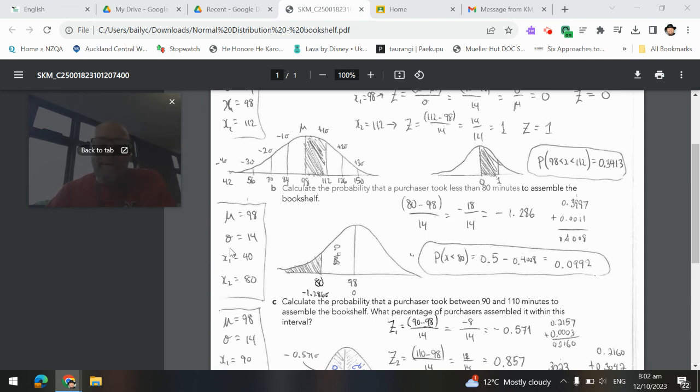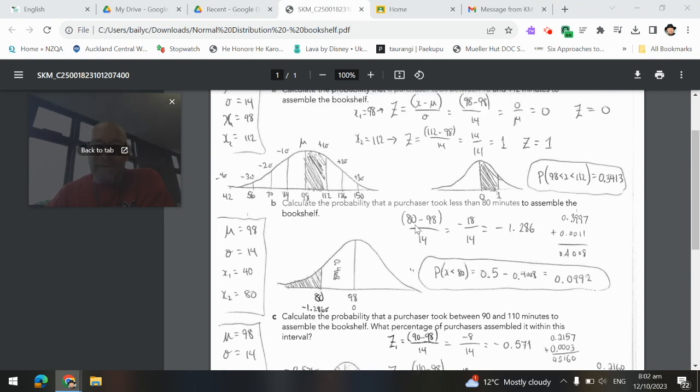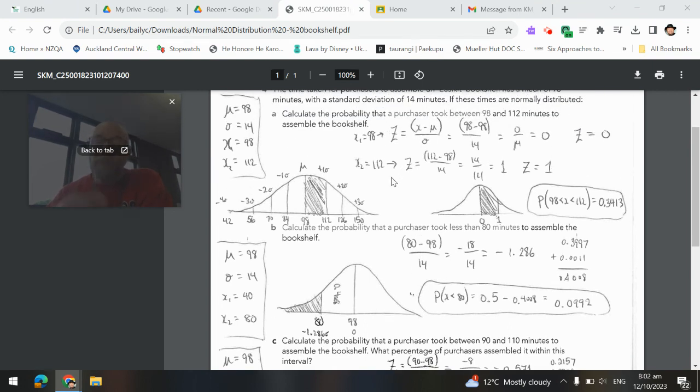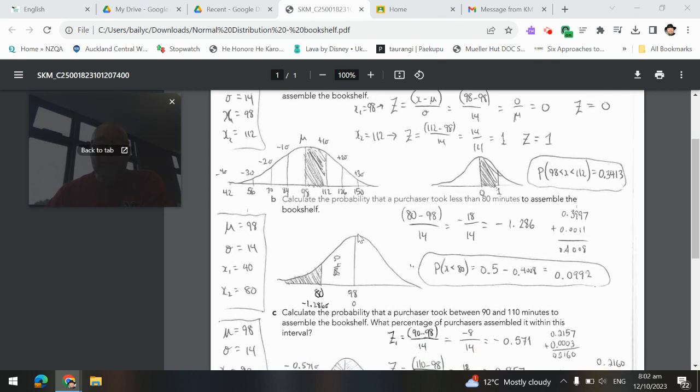Now, you'll notice that I put x1 as 40. Reason being, if 3 standard deviations below the mean was 56, minus 14, I get 42. So going more than 4 standard deviations below the mean, there's nothing down there. Anyway, converting the 80 into a Z value using the same formula from up here, which again will be given to you, the 80 has a Z value of negative 1.286. You can see that right here.